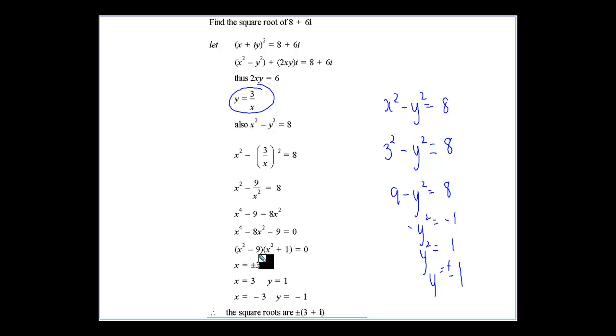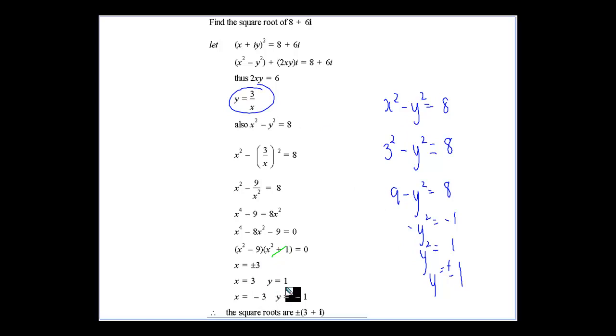So we get (x squared minus 9)(x squared plus 1). So again, notice that we're not going to take the x squared plus 1 because that will give us imaginary solutions. We're just going to take it so we can get real solutions for x. Because when we get x is equal to 3, as we can see, we get y is equal to 1. And when x is equal to minus 3, we're going to get y is equal to minus 1. So doing the substitution there, that's the easiest substitution.